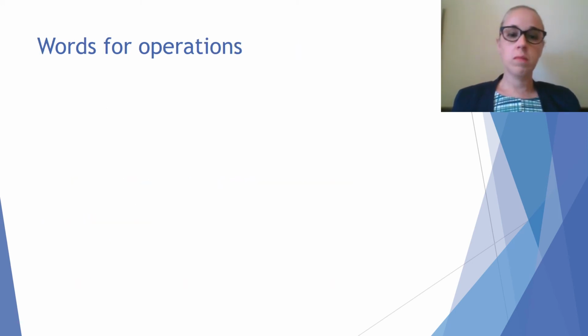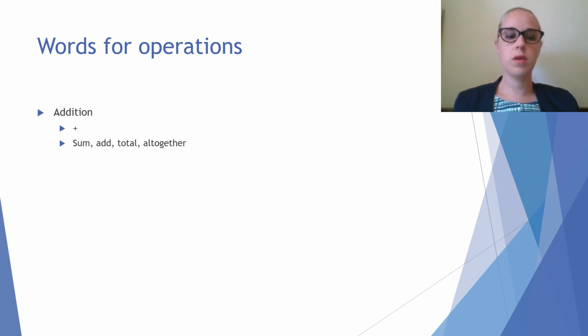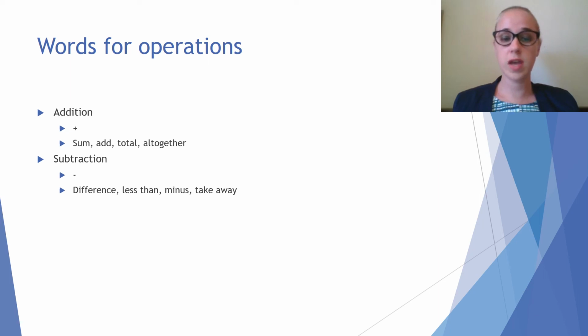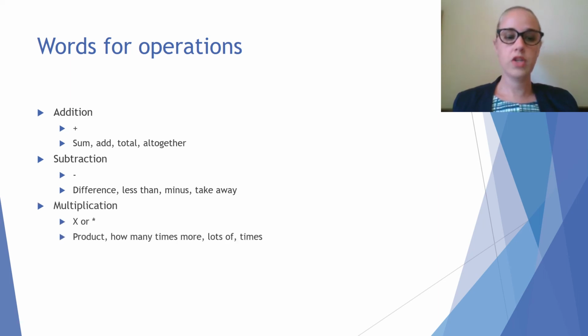Some words that mean operations to look for in the questions that might help you work out what calculations. So if it's addition, so that's the plus, then you might be asked to work out the sum or add or total or altogether. For subtraction, which is often that dash sign, you might find the words difference, less than, minus, take away. Multiplication might be as a cross or as a little star or asterisk. Product, how many times more, how many lots of, or times.